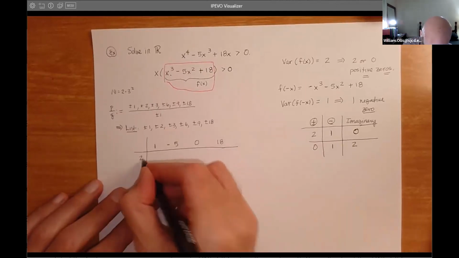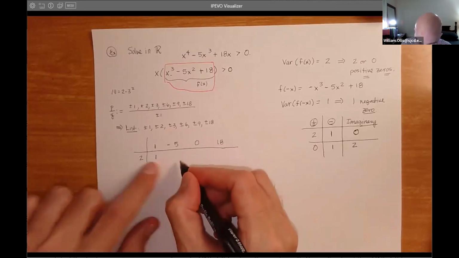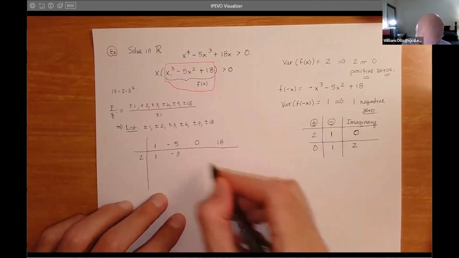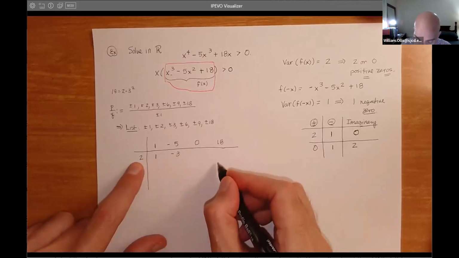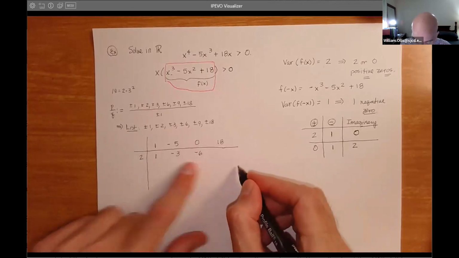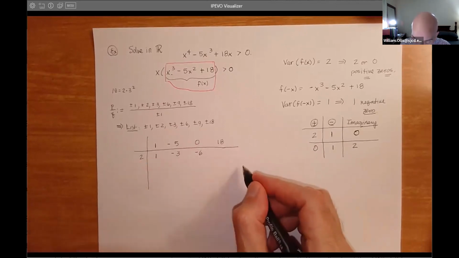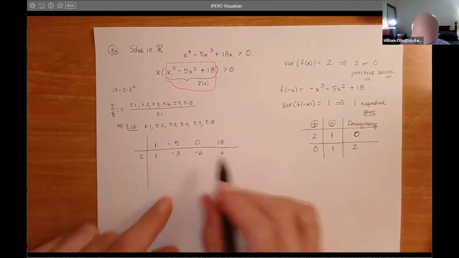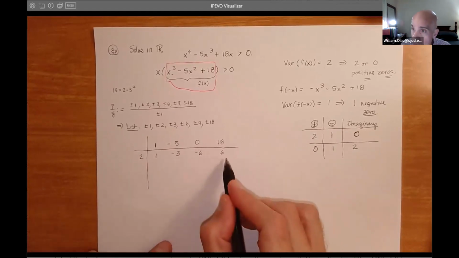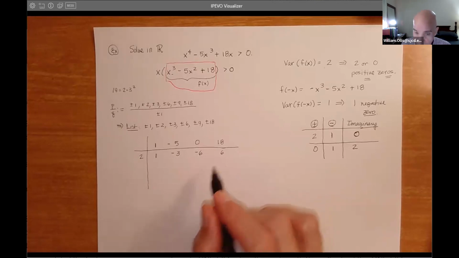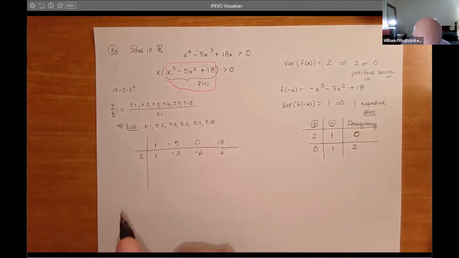So let's test 2. So bring the 1 down. 1 times 2, 2 plus a -5 is a -3. And then -3 times 2 is -6, plus 0 is -6. And -6 times 2 is a -12, plus 18 is a 6. So, well, that's not a 0. And then, of course, these aren't all positive, so it doesn't say stop. Remember, that's not a very robust argument with the bounds, but at least gives us a reason to keep looking. So let's try 3.